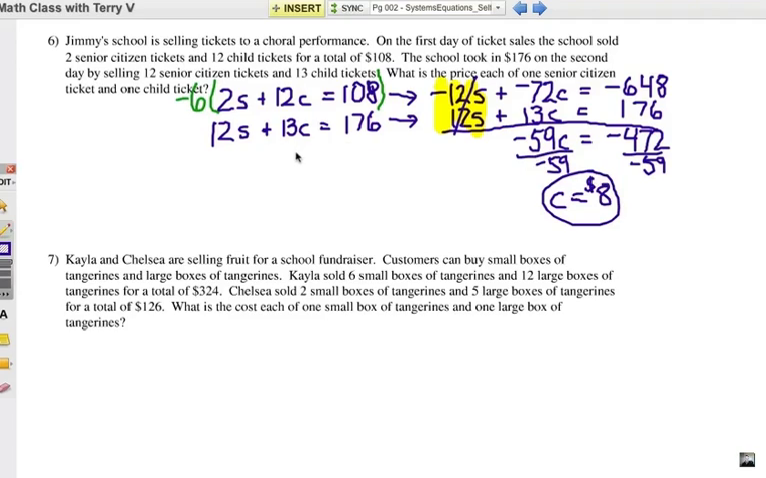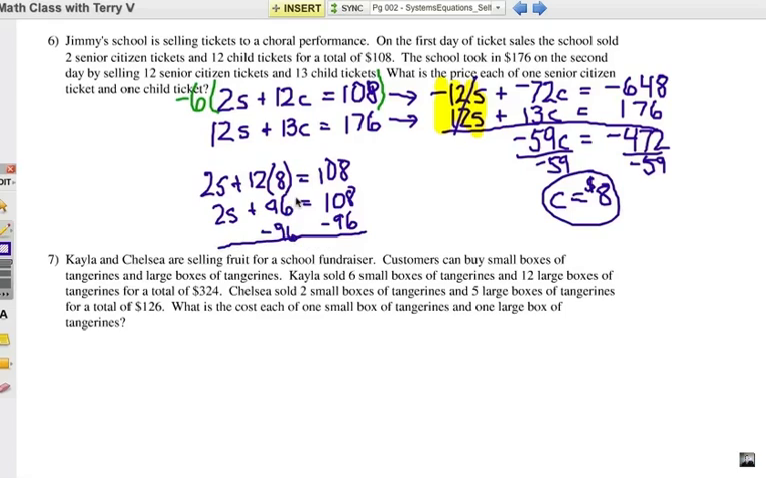Now we always have to go back to a substitution, and let's put it in the first equation. So 2s plus 12 times 8 equals 108. 2s plus 96 equals 108. Subtract 96 from each side. S equals 12, and S is $6 for a senior citizen ticket.